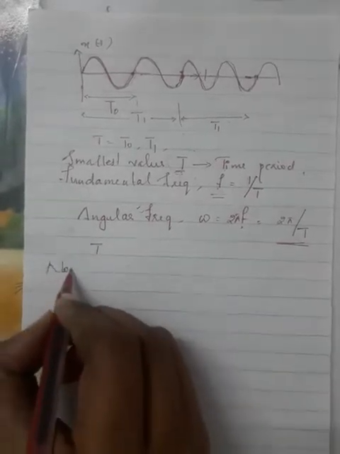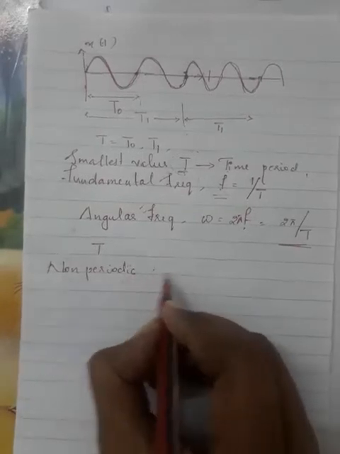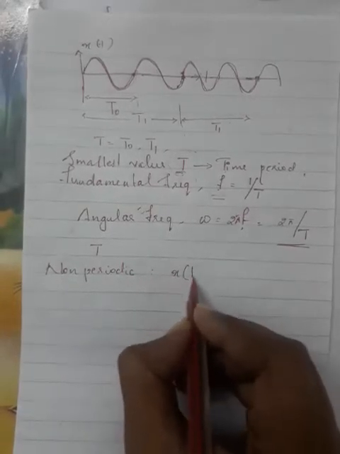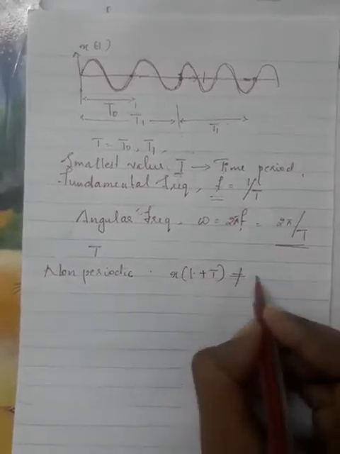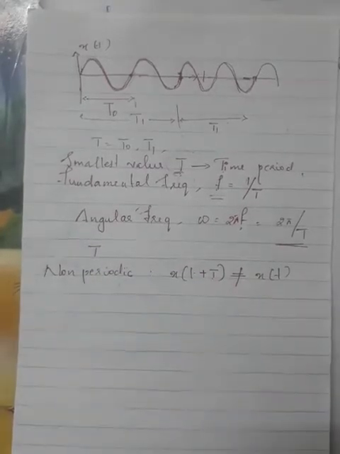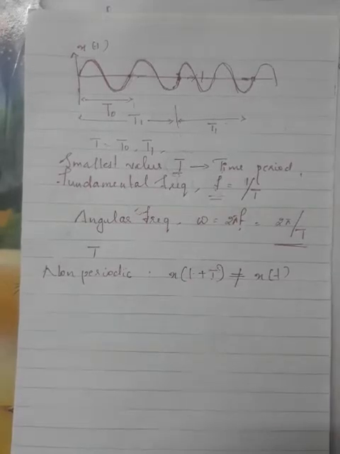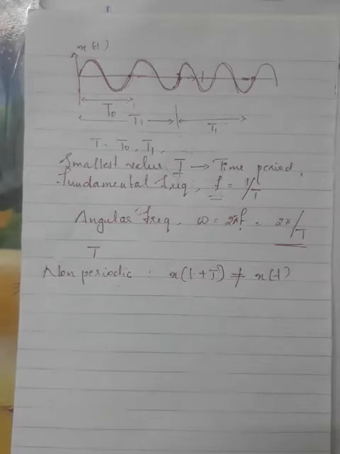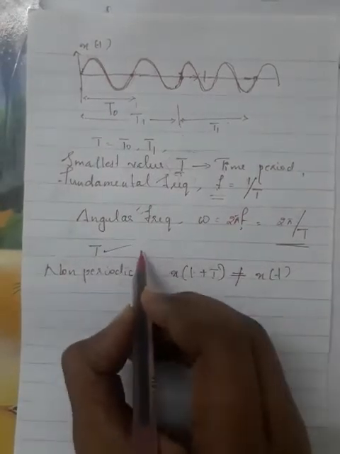Then what will be a non-periodic signal? A non-periodic signal is one which will not repeat for a particular time period. That is x of t not equal to x of t plus capital T not equal to x of t. That is, there is no value of T for which the signal repeats. Such a signal is known as non-periodic signal. And the same will be applicable for discrete time signal also. This is for continuous time signal.